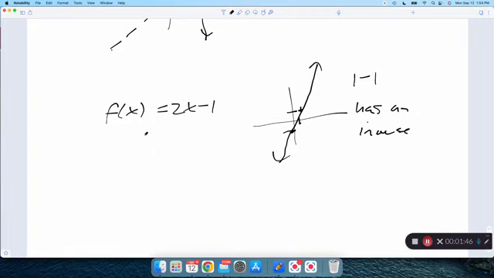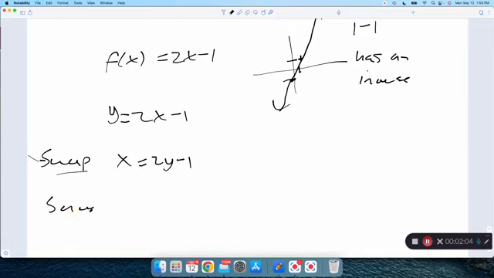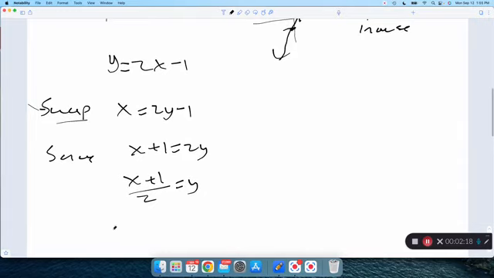Then define that inverse. You would rename f of x y. Swap x and y. So all the y's become x's, all the x's become y's. And now we solve for y. So we'll get x plus 1 equals 2y. Divide by 2. And then we rename this guy here. We could call him f inverse of x is x plus 1 over 2.